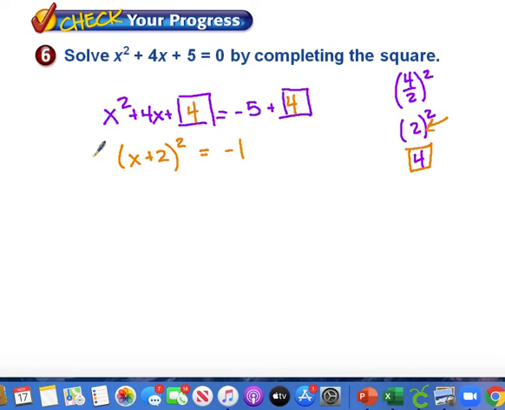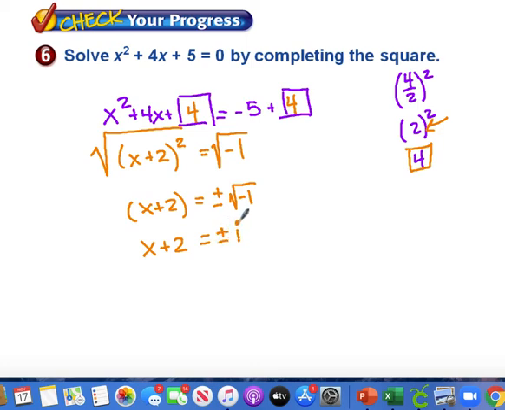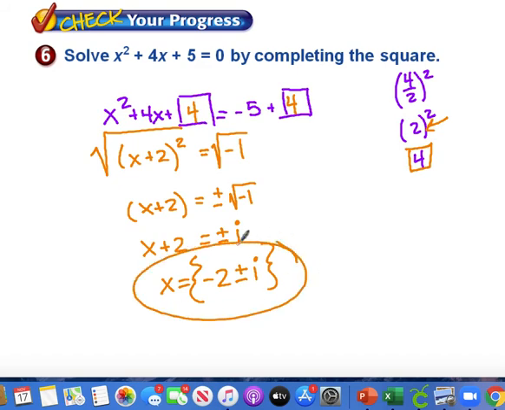When I square root both sides, I'm going to have x plus 2 equals positive or negative square root of negative 1, which is just simply i. So x plus 2 is equal to positive or negative i, and I'll go ahead and isolate. Negative 2 plus or minus i. There are my two solutions.